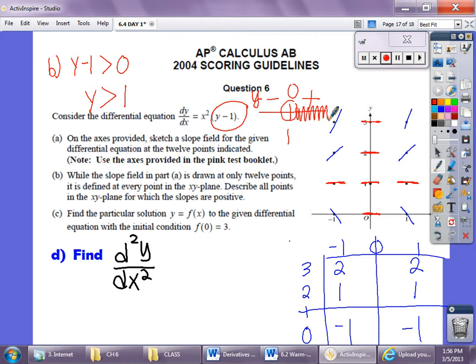The other thing I want to add in is that x also cannot be 0, because if x is 0, then you would end up getting a 0 as a slope, and they're asking for only positives.